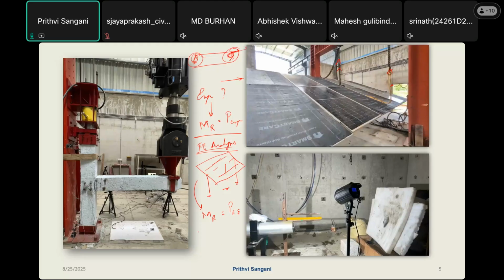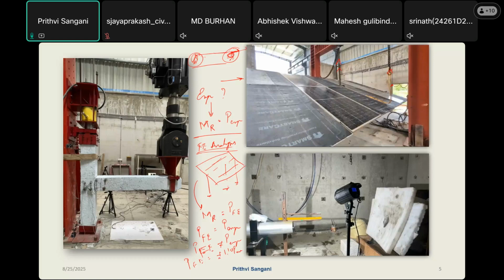So ideally, P FE should be equal to P experimental. This is the ideal condition, but because of several assumptions, P FE is actually not exactly equal to P experimental, but we can always have a margin of error. So let us say I'm okay with P FE being plus or minus 10 percent of P experimental. This is like plus or minus.